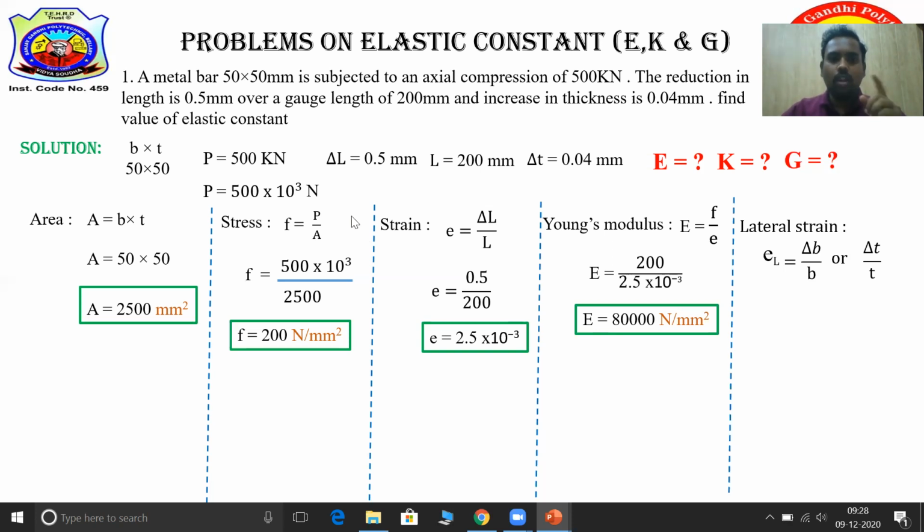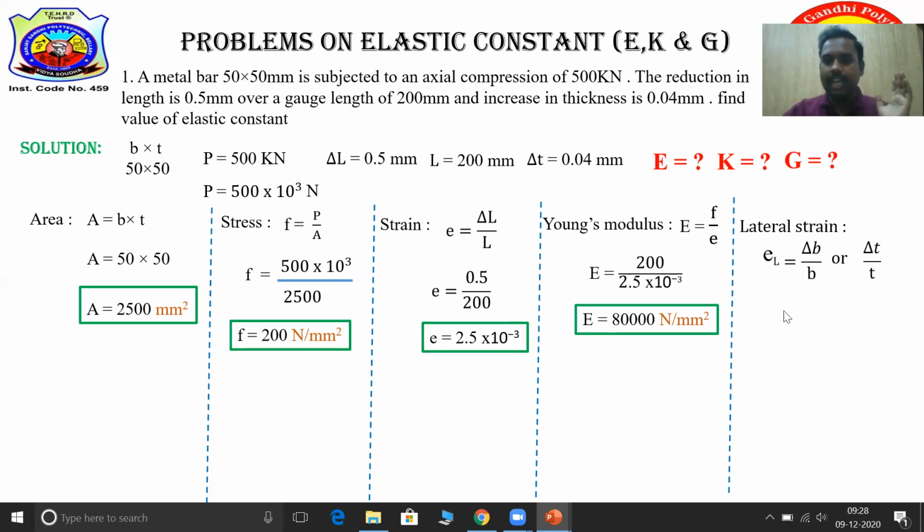In this case, what are the dimensions other than length? It is simple: breadth and thickness. That is why I need to take both, not only one. Other than length is B and T, so I should take EL equals delta B by B or delta T by T. Students, make a habit of writing both, delta B by B or delta T by T.